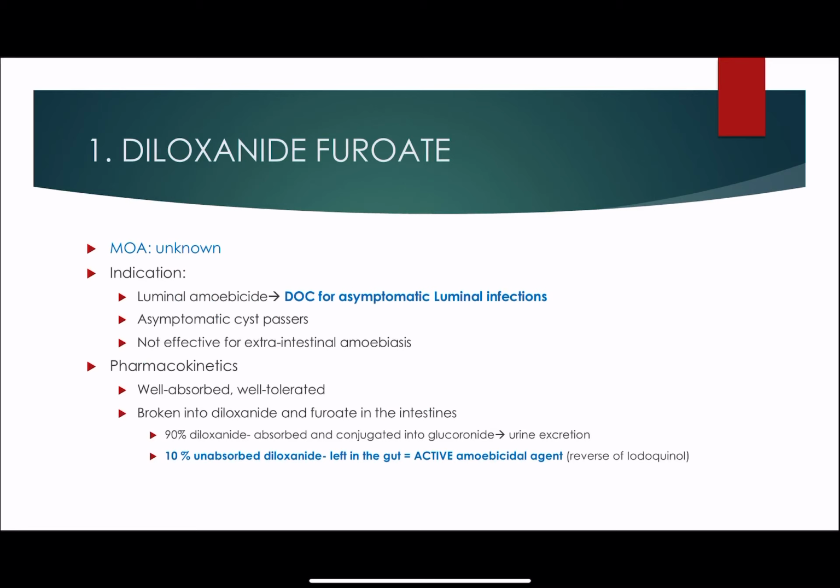Diloxanide furoate, the MOA is unknown, and that's the indication. We already talked about that. It's a drug of choice. It's not effective for extraintestinal amoebiasis. Okay? Pharmacokinetics, well absorbed, well tolerated, but 10% of it is actually not absorbed. Okay? So the unabsorbed part, the 10%, is actually what you want, what you need in order to kill the amoeba in the gut. The 90%, they are absorbed and conjugated into glucuronide, so they won't do anything, and then they will be excreted in the urine.